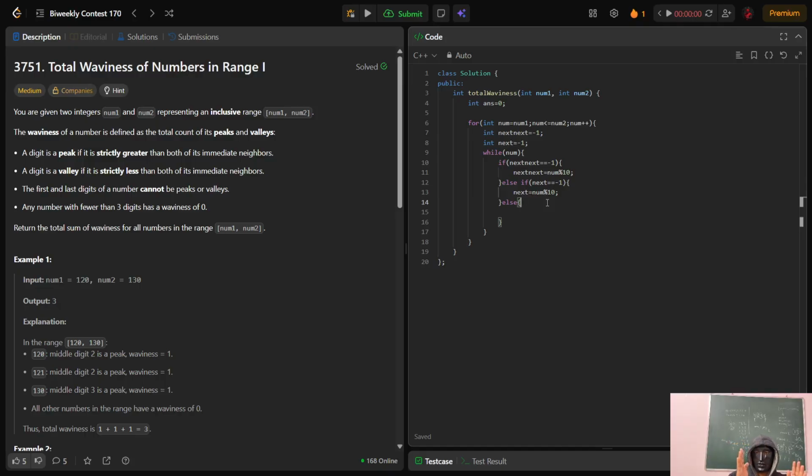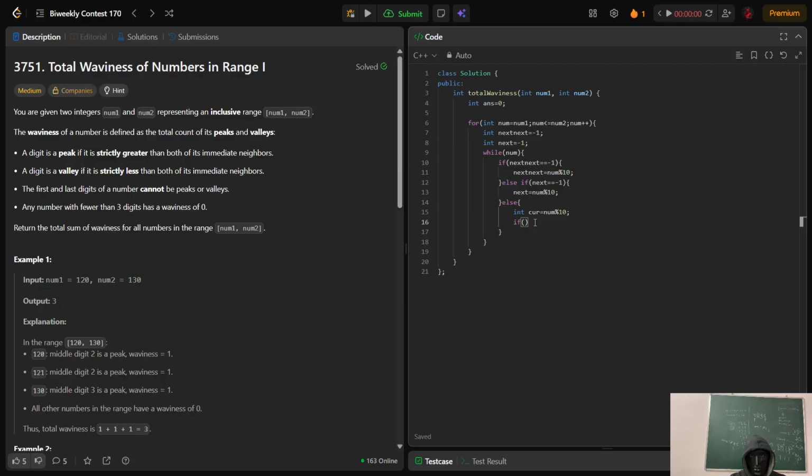In next we have one digit, in next we have one digit, and now in current I'll be having one more digit. Since we have got three numbers now, we'll have to check if this next value, whatever we have here, is going to be the middle value. For that we are checking if it is waviness.